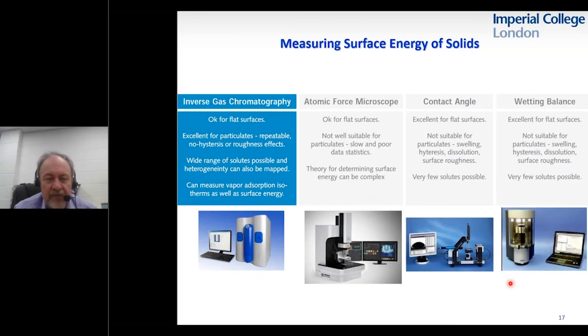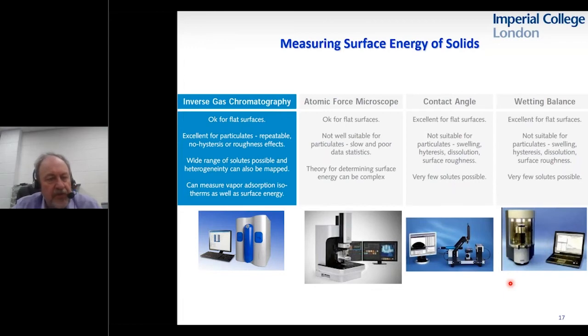However, if I've got a flat surface, I've got three techniques. What if I've got a powder? If I've got a powder or a very rough surface, none of those techniques on the right are going to help us. If I've got a powder or a rough surface, I need inverse gas chromatography. For particulate materials, it's excellent, it's repeatable, no hysteresis, there's no roughness effects.